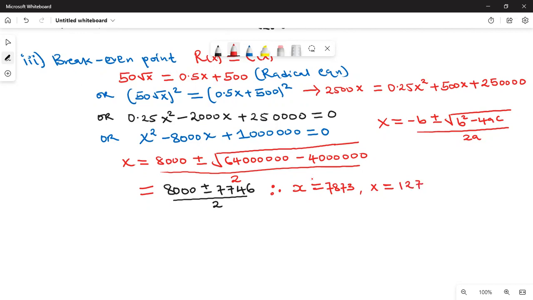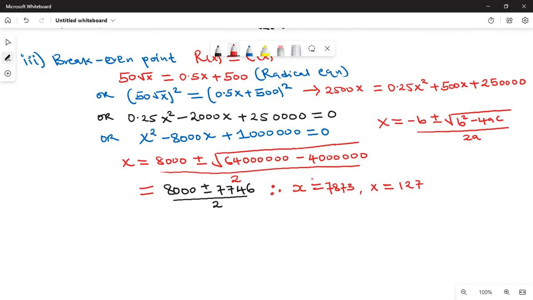So what does it tell you? That this company, for it to break even, it must produce and sell either 127 units, or it must also produce 7,873 units and sell them for the manufacturer to recover the amount incurred in the production.